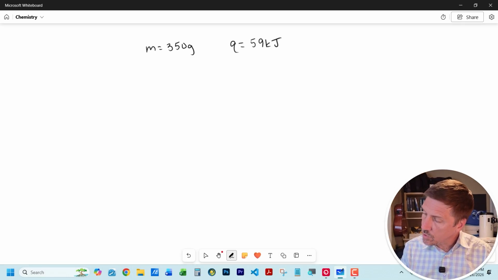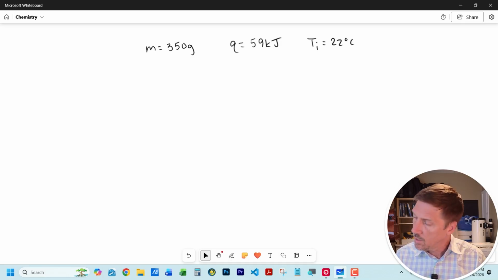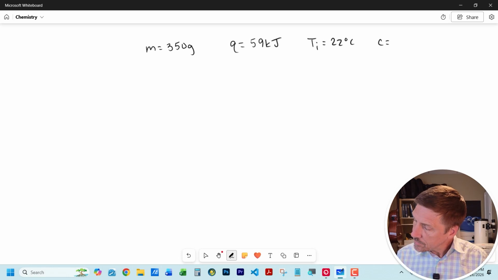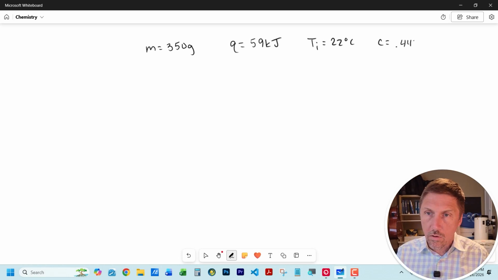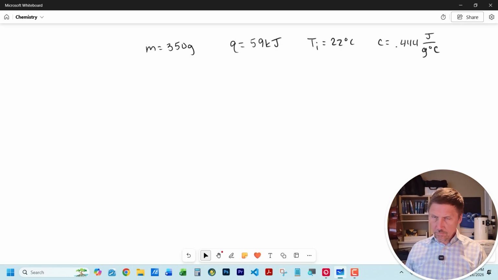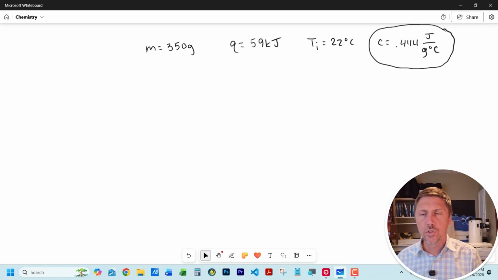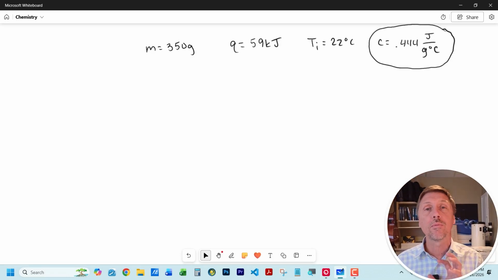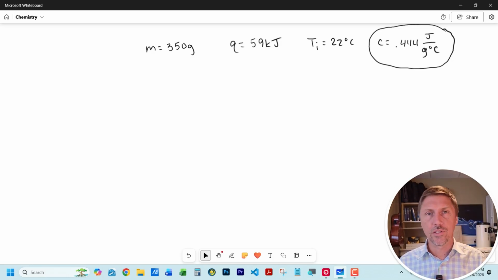And if the horseshoe started out at a temperature of 22 degrees Celsius, our initial temperature was 22 degrees Celsius. What is the final temperature? And they also give us the little c. The specific heat capacity of this iron horseshoe is 0.44 joules per gram degrees C. Now, this number here, the specific heat capacity, is always going to be given to us in joules per gram degrees C. And so what that means is that every number that we plug into our equation, the units have to match the units in this value here.